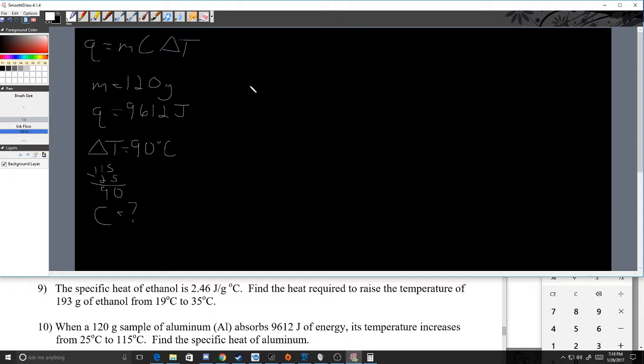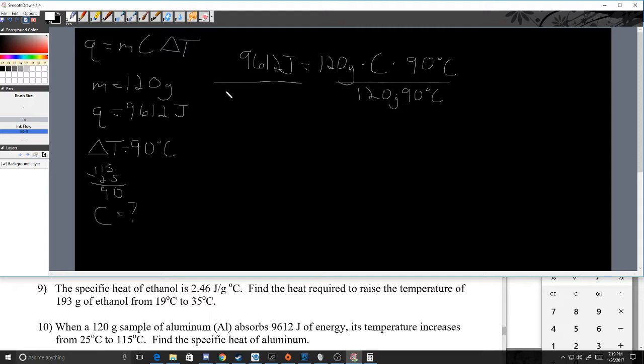All right, so Q, 9612 joules equals the mass, 120 grams, times specific heat, which is what I'm looking for, so leave that as capital C, times change in temp, we said was 90 degrees Celsius. All right, so now I need to get C by itself. Well, if it's being multiplied by 120 and being multiplied by 90, to get C by itself, we just have to do the opposite, which is divide by 120 grams and divide by degrees Celsius.